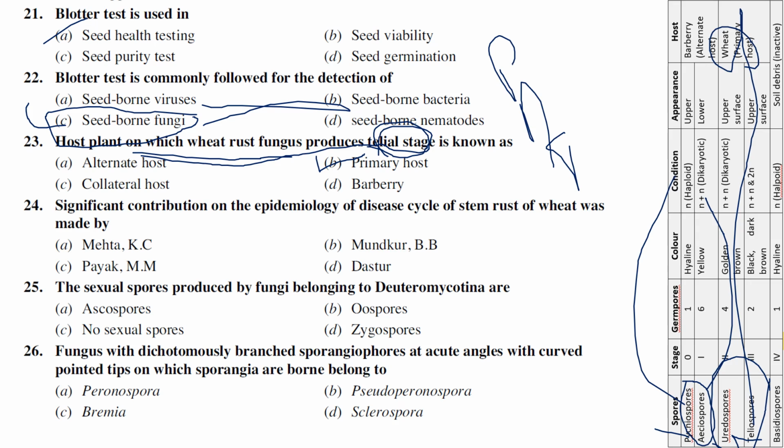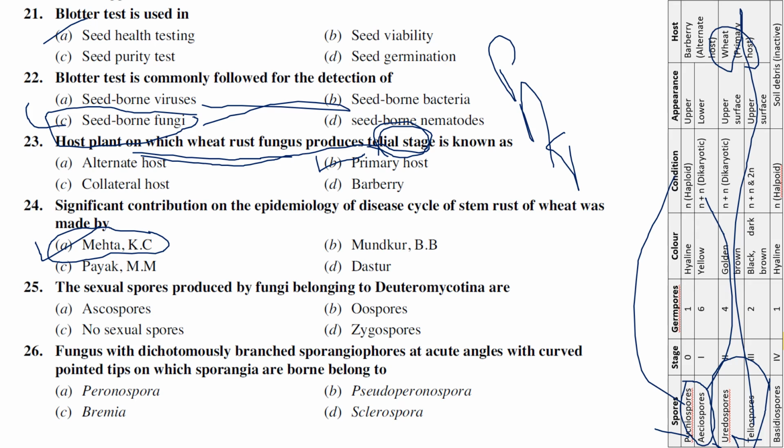Mehta, Munkur, Paik, Daster. The first person who actually started studying wheat stem rust in India is K.C. Mehta. That's why he is known as the father of Indian rust. So the answer is K.C. Mehta. The next one is the sexual spores produced by fungi belonging to Deuteromycotina: ascospore, oospore, no sexual spore, zygospore.